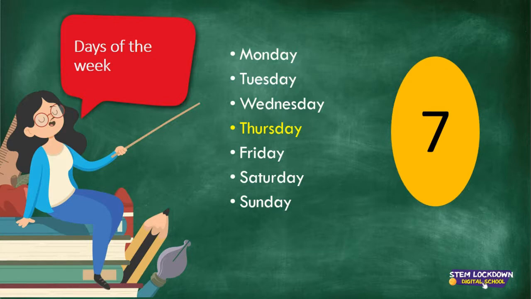All right, it goes like this. There are 7 days, there are 7 days, there are 7 days in a week. Sunday, Monday, Tuesday, Wednesday, Thursday, Friday, Saturday.